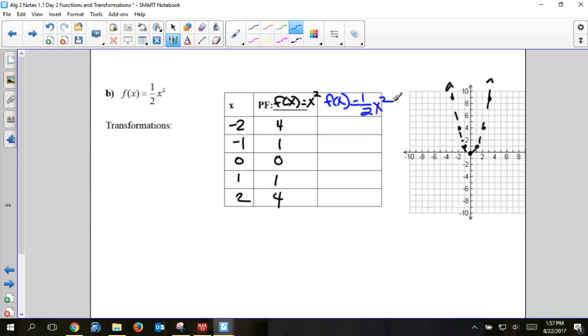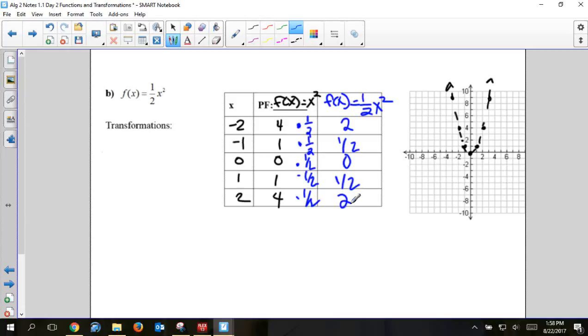And you're going to say from the parent function x squared to the new function 1/2 x squared, what operation is taking place? Multiplication. Multiply by 1/2. So what we do is we take our y values, and we're going to multiply each of those by 1/2. So we'll get 2, 1/2, 0, 1/2, and 2. And it'll be a little bit easier to graph it accurately on your paper.